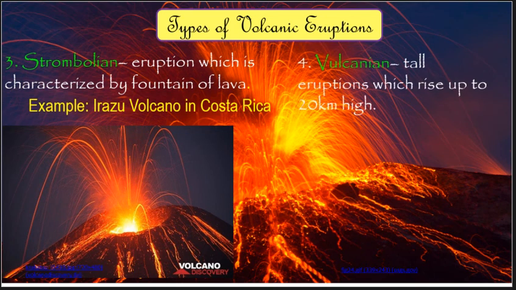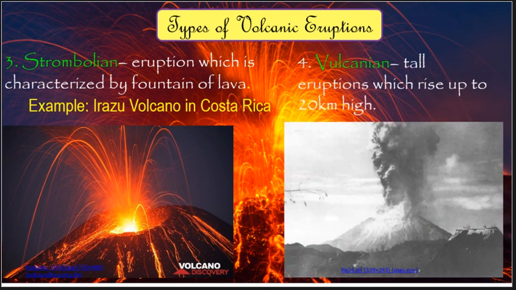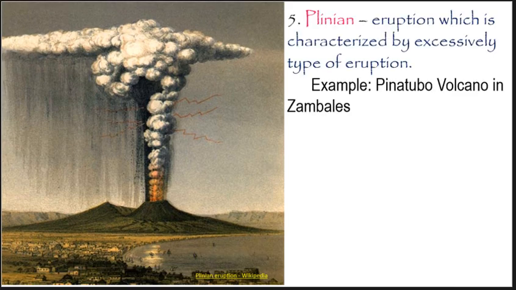The fourth one is vulcanian, characterized by tall eruption columns, and the column can rise up to 20 kilometers high. And the last one is the Plinian eruption, which is characterized by an excessively explosive type of eruption. An example of that is the Pinatubo volcano that we have here in our country.